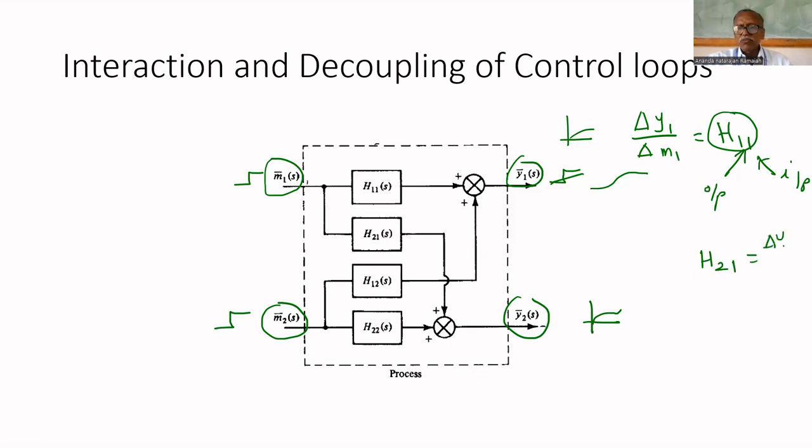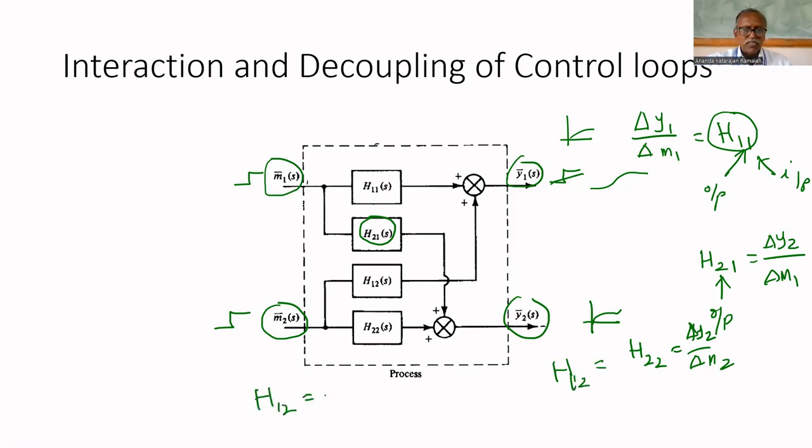That is H11. Suppose, what is H21? H21 means change in Y2, because the first one, as I already told you, is the output. Change in M1. For a change in M1, what is the change in Y2? If you find that, you will get the transfer function H21. Similarly, H22 means change in Y2 for change in M2. H12 is change in Y1 for change in M2.